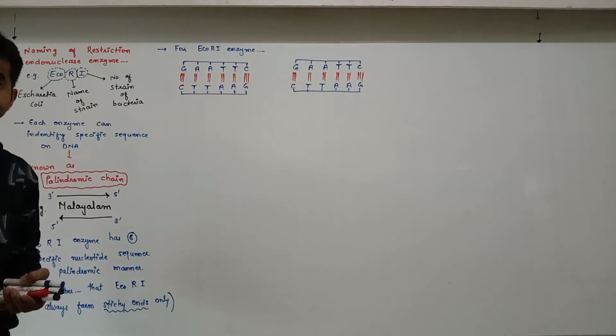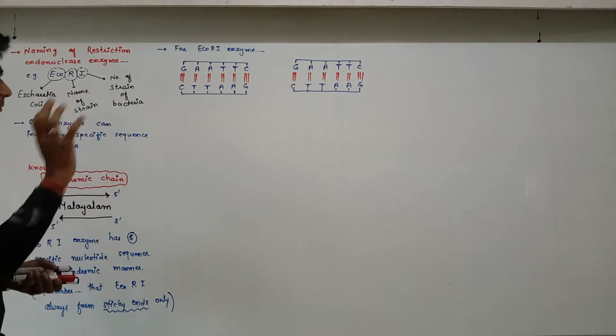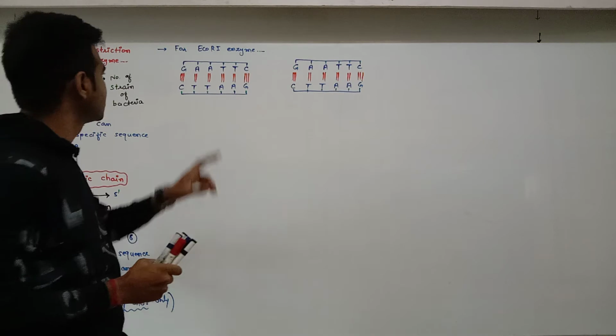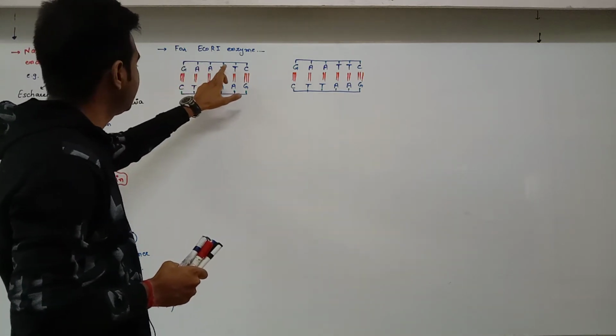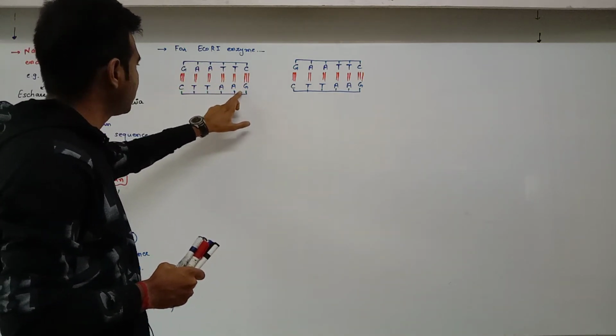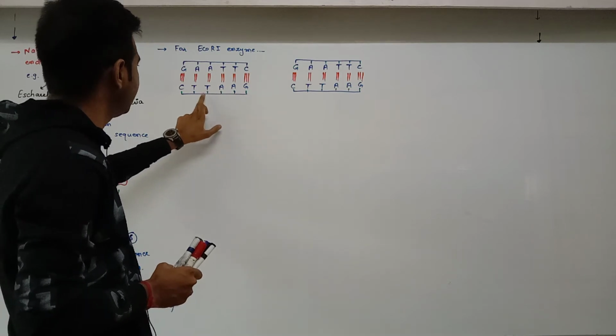See here, on both sides I told the same palindromic sequence, GAATTC. In the opposite strand, GAATTC is there.